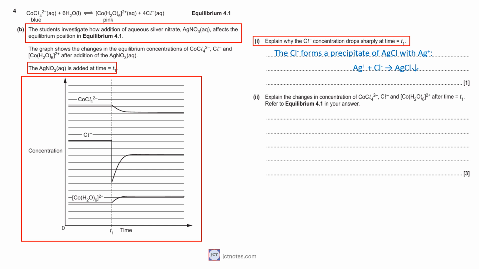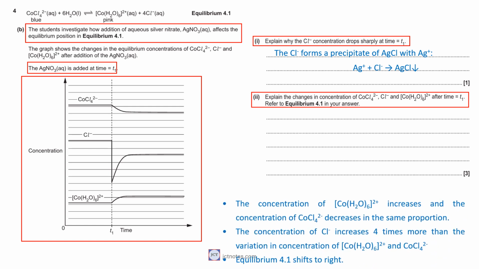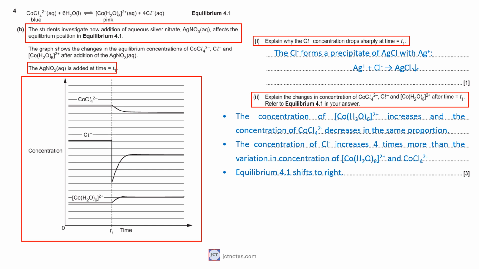The reaction of precipitation with silver nitrate is used to identify halogens. In the second question, we are asked to explain the changes in the concentration of the different species after the addition of silver nitrate, referring to the equilibrium. In the answer: the concentration of the water-cobalt complex increases and the concentration of the cobalt-chlorine complex decreases in the same proportion. The concentration of chloride ions increases 4 times more than the variations in concentration of the water-cobalt and the cobalt-chlorine complexes. Equilibrium 4.1 shifts to the right.